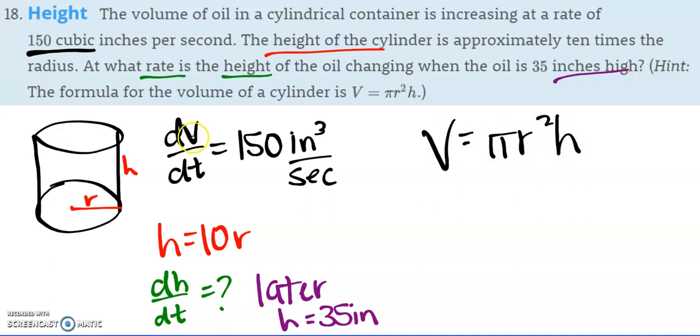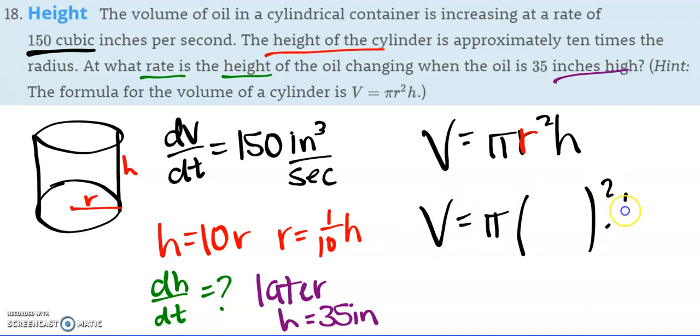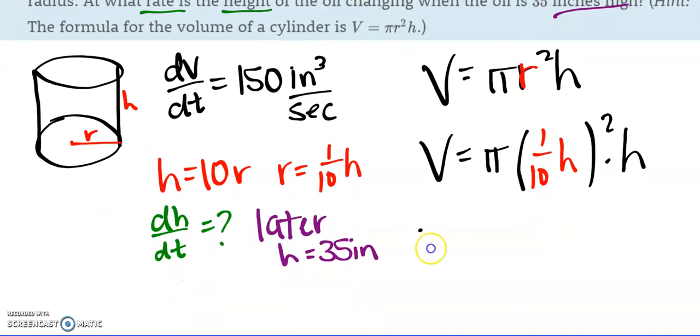Okay, great. I have volume stuff. I've got h stuff. This equation has those two, except I have this, again, pesky r in the way. Well, I know that h is equal to 10r, which means that r is equal to 1/10 of h. So volume equals pi. I'm going to replace that r with 1/10 h. Volume then ends up being equal to pi over 100 h cubed.